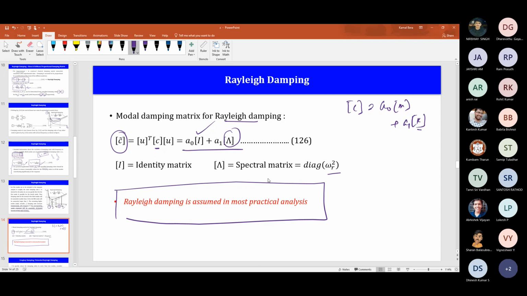Okay, so there is an extended version of this Rayleigh damping. As you have seen already, there are two constants, a0 and a1, and we need information of the two modes.